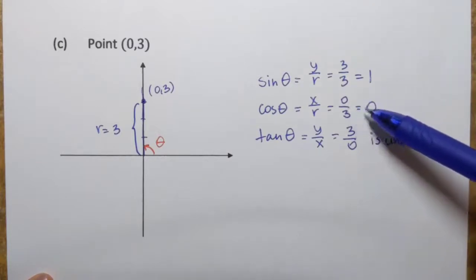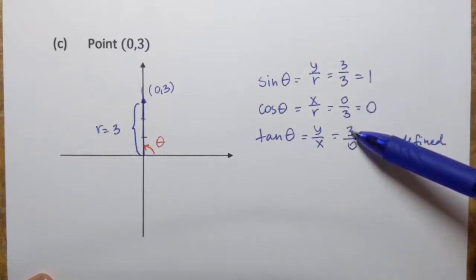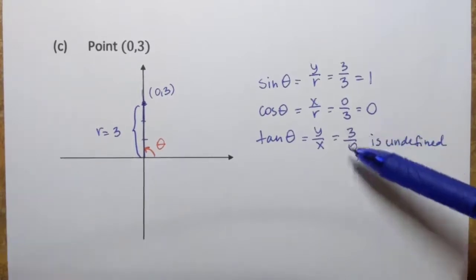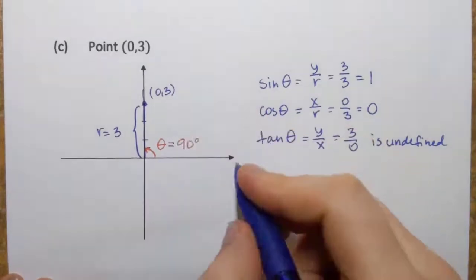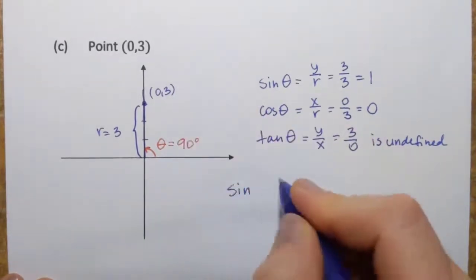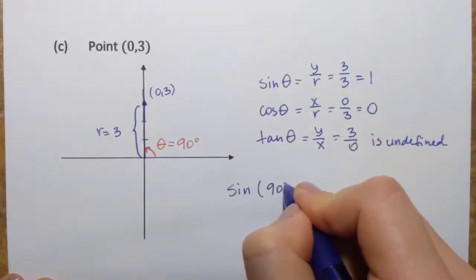Right, so 0 divided by a number is 0. A number divided by 0 is undefined. Try to keep that straight. So what did we get here? We got results for angle theta, but we said that angle theta equals 90 degrees. So that means that we were able to determine sine, cosine, and tangent of a 90-degree angle.